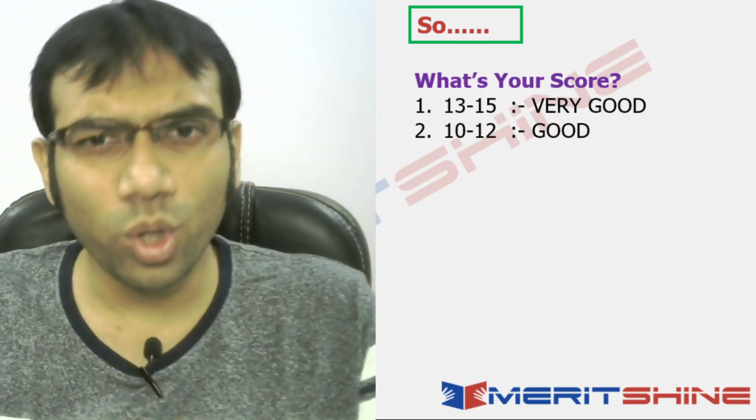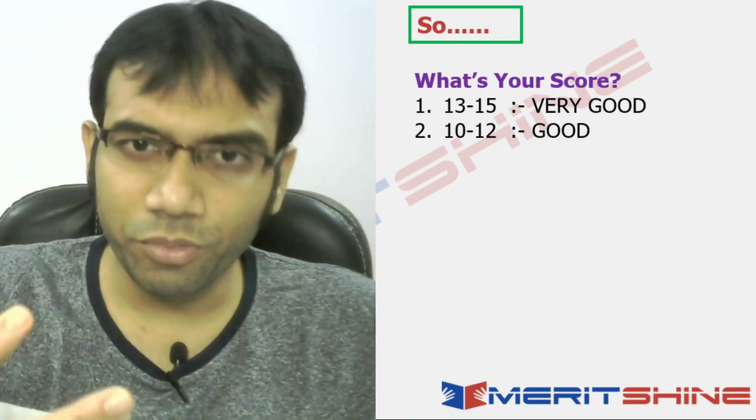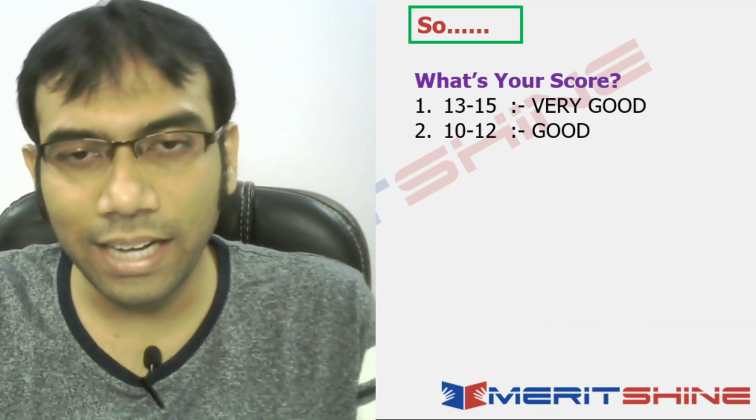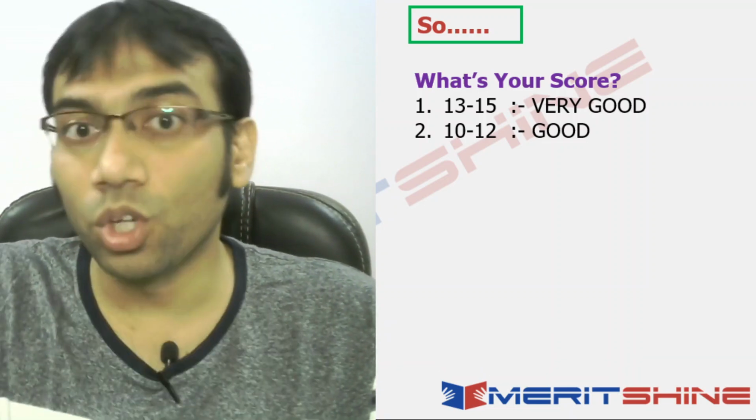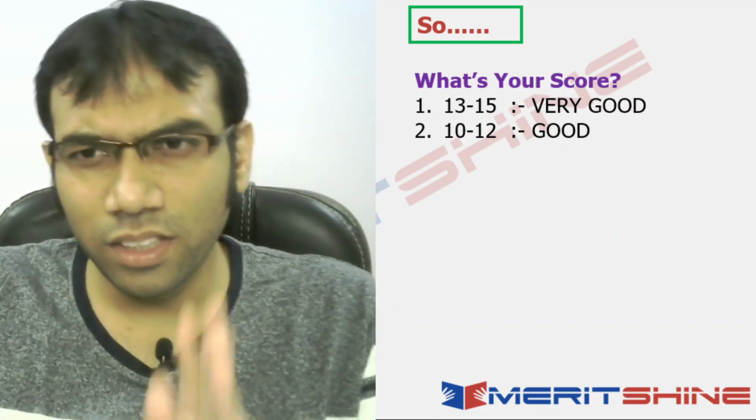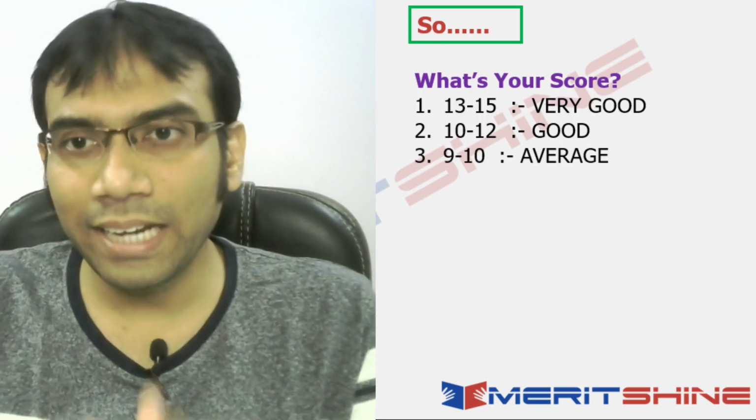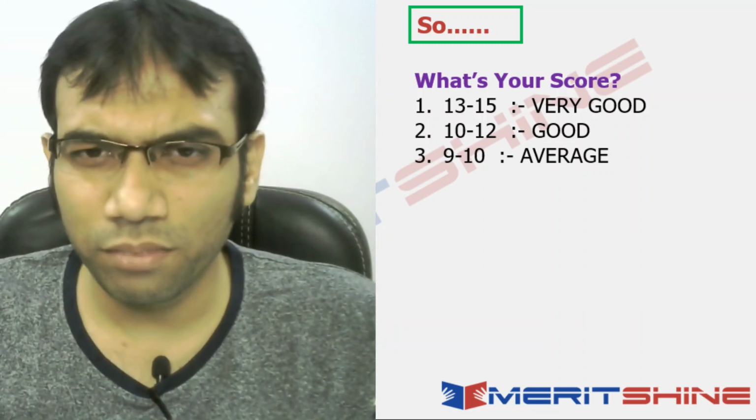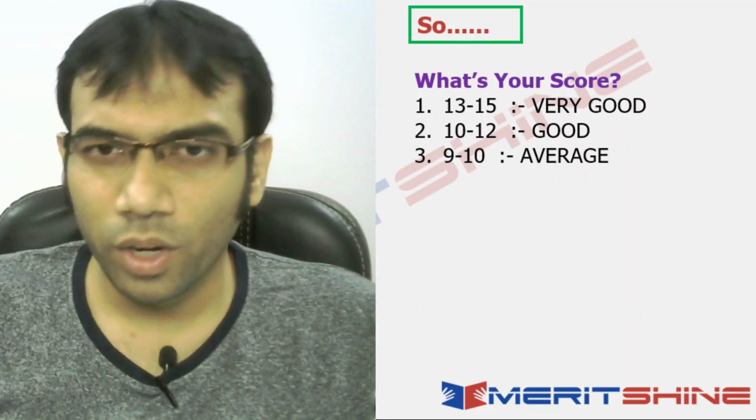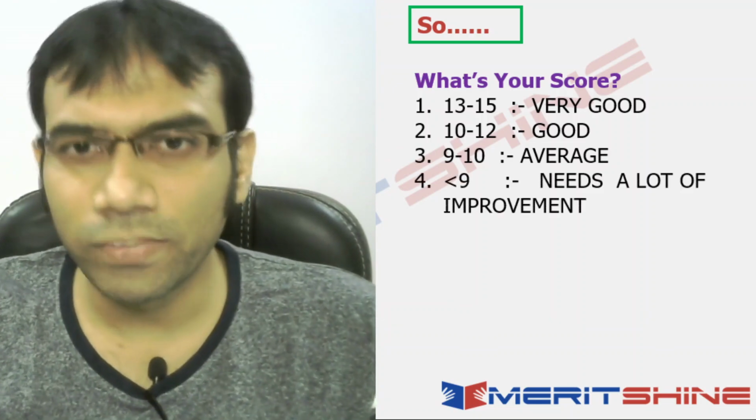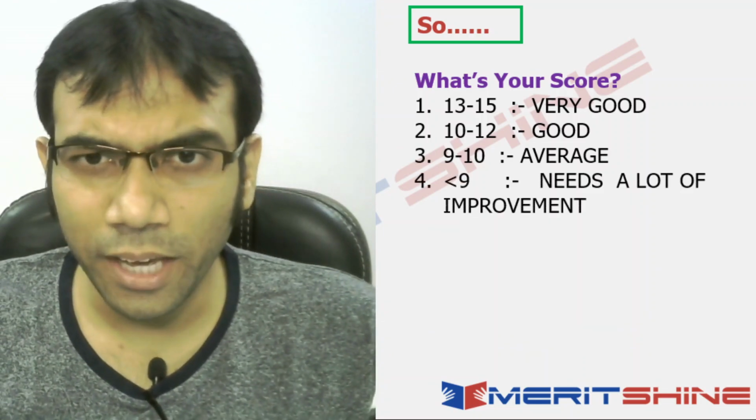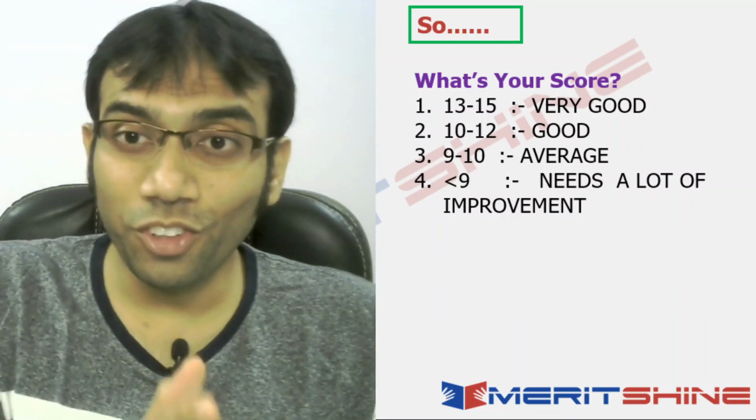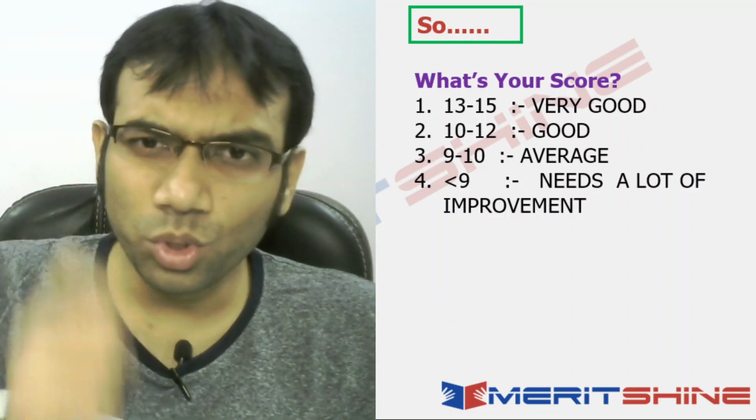10 to 12 is also a good score, right? There is scope for improvement, and with these kinds of revision that improvement would definitely come. Refer to your notes also, but 10 to 12 is a good score. Then 8 and 9, average score, not very good, right? And less than 9 needs a lot of improvement, my dear friends. Okay, so this is how the score chart looks. If you are above 10, then it's a good sign, right?